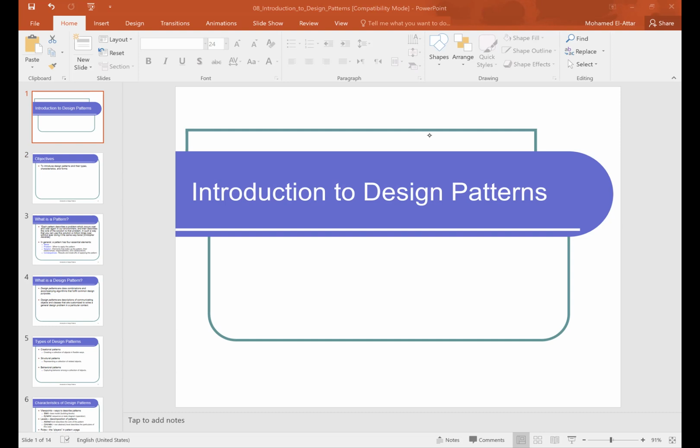So in this next set of slides, we're going to be giving an introduction to design patterns. There are a lot of things that are going to be common throughout all the different types of design patterns that we're going to be covering. We said there are 3 types: creational, behavioral, and structural.